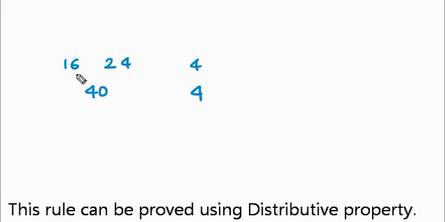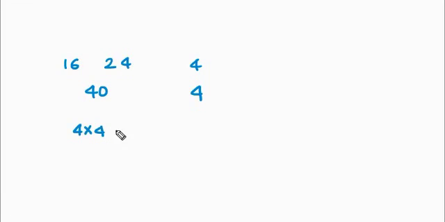If you look at this, this can be explained by our distributive property. Because 16 is the same as 4 multiplied by 4, and 24 is the same as 4 multiplied by 6. Now if I add them, as per the distributive property, I can take the common factor out, which is 4, and in the bracket will remain 4 plus 6.